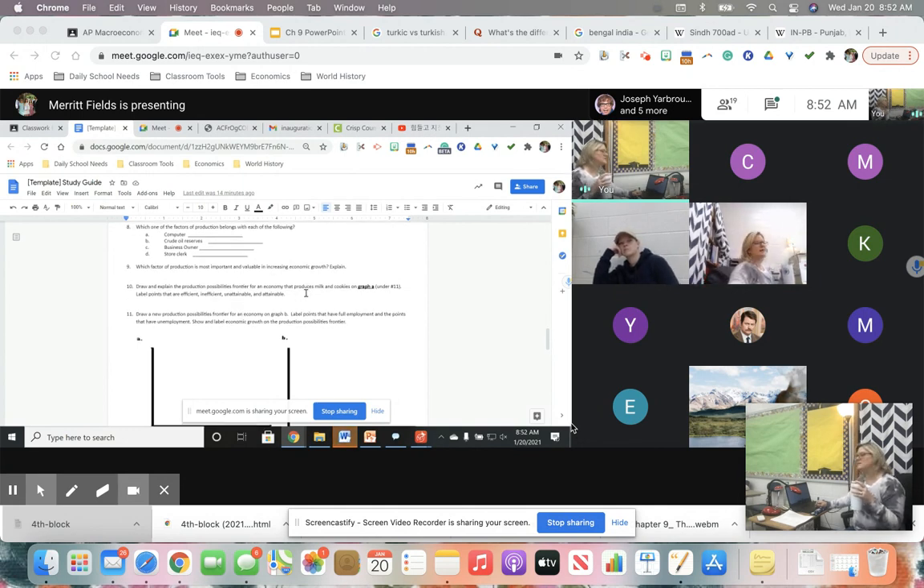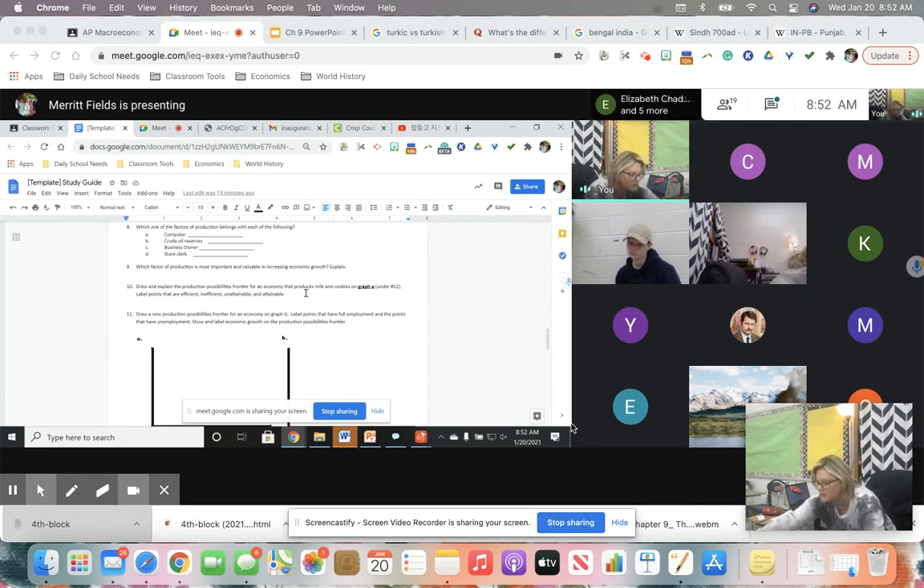A production possibilities frontier, that's our production possibilities curve, shows us the trade-off between two items like guns and butter. Remember doing that? Yes, no, maybe? Okay.